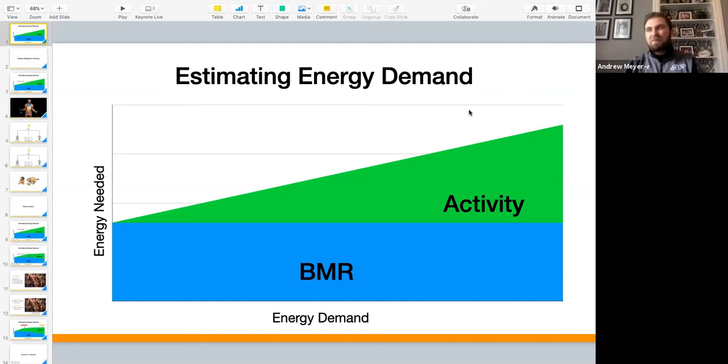So if we look at our metabolism in a day or in a week, it's just the total amount of output that we've had, and we tend to measure that in calories, with heat expenditure and different things like that. So the two main things that make up metabolism are our BMR and our activity level.